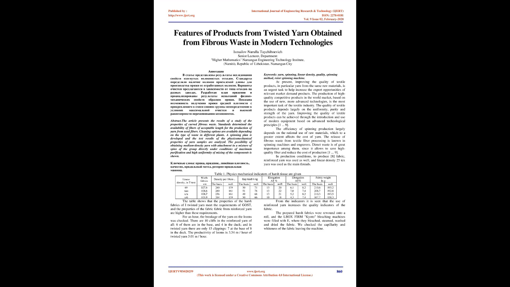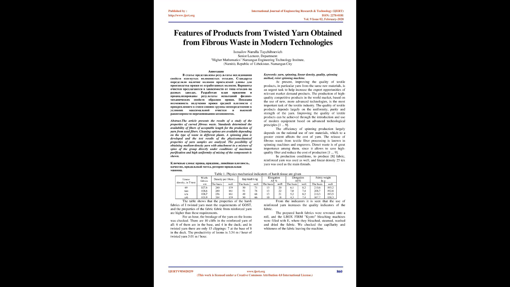production. In production conditions, to produce fabric, reinforced yarn was used as weft, and linear density 25 tex yarn was used as the main threads. Table 1. Physico-mechanical indicators of harsh fabric are given. Linear density in tex, width of fabrics in cm, density per 10 cm, breaking load in kg, elongation at break in percent, fabric weight in g, for the base and weft.